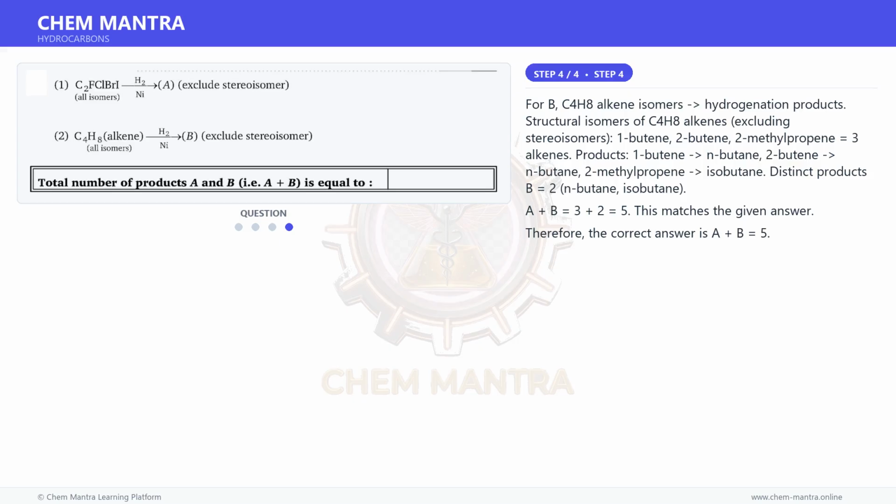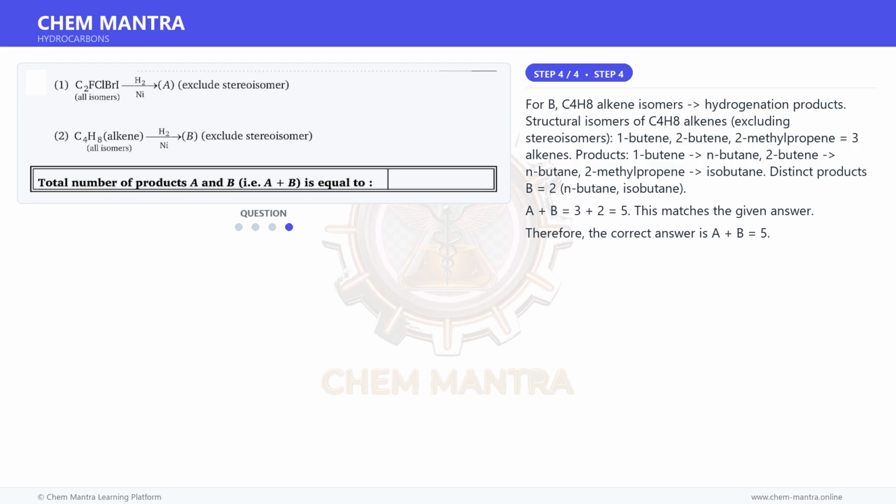And for the final step. For B, C4H8 alkene isomers, hydrogenation products. Structural isomers of C4H8 alkenes, excluding stereoisomers: 1-butene, 2-butene, 2-methylpropene, equal to 3 alkenes. Products: 1-butene gives n-butane, 2-butene gives n-butane, 2-methylpropene gives isobutane. Distinct products B is equal to 2, n-butane and isobutane. A plus B is equal to 3 plus 2 equals 5. This matches the given answer.